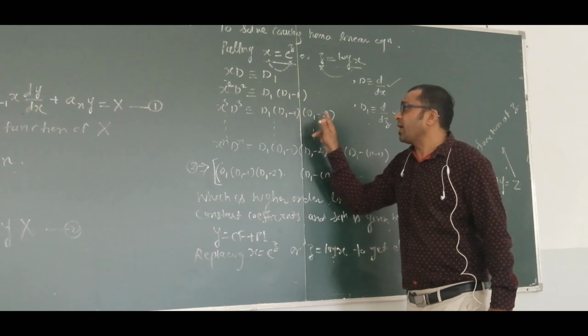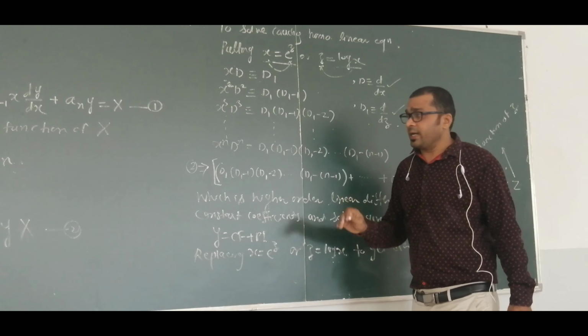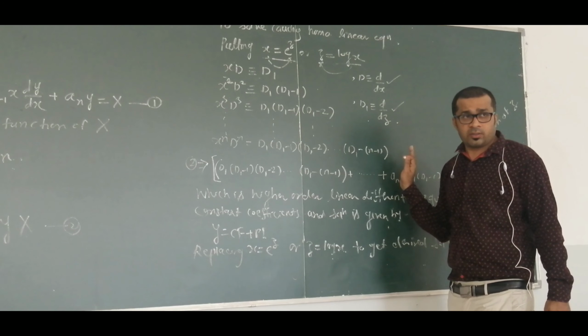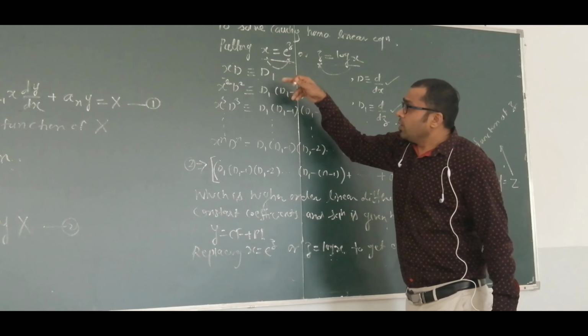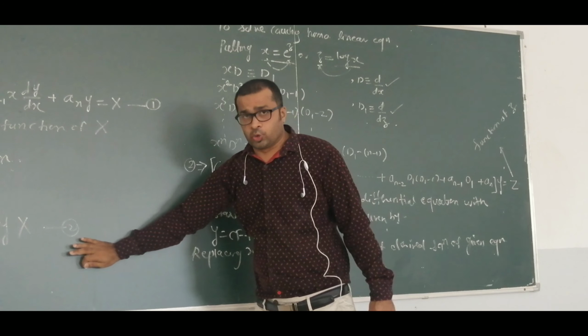See, here there is cube, so here it is 2. Here there is square, so it is what? 1 less. So here there is the power n, so what will come here? It is n minus 1. Is it okay? So this you have to use here, this quantity, and then substitute in the equation number 2.